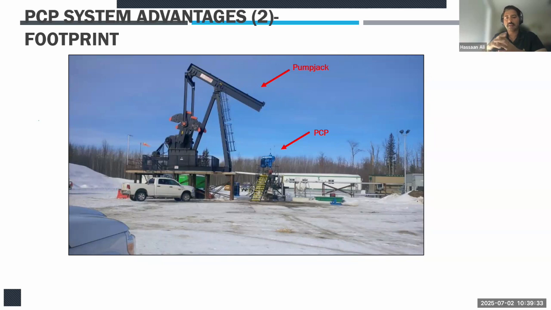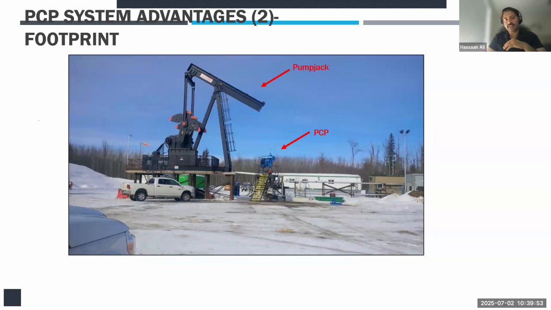Secondly, it's the CO2 emissions. The CO2 emissions from a PCP system are much less compared to other methods because it's very efficient. As I mentioned earlier, it's between 70 to 80% efficiency, right? So the amount of energy that you require to run this PCP is really, really less.